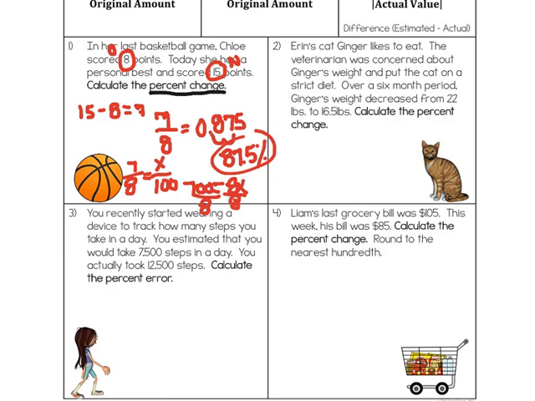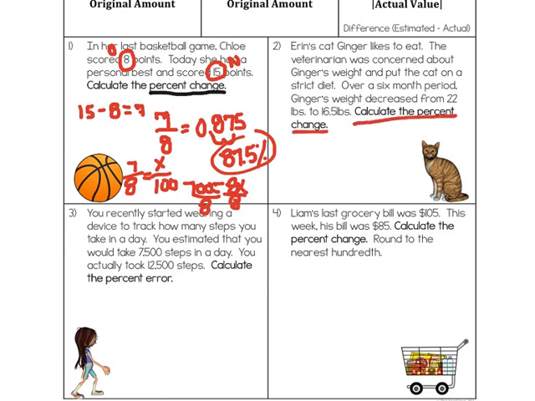Aaron's cat Ginger likes to eat. The vegetarian was concerned about Ginger's weight and put the cat on a strict diet. Over a 6-month period, Ginger's weight decreased from 22 pounds to 16.5 pounds. Calculate the percent of change, okay?